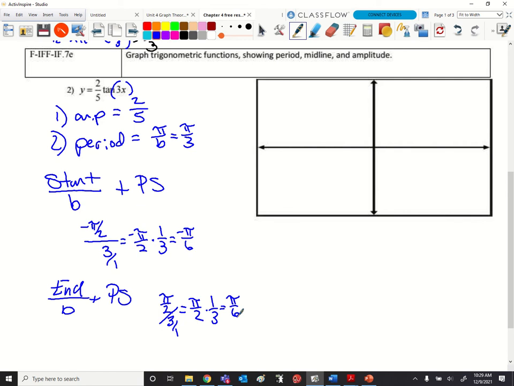Is that yours? No, these are extrema. This is calculus. Oh, okay. That's Grill.